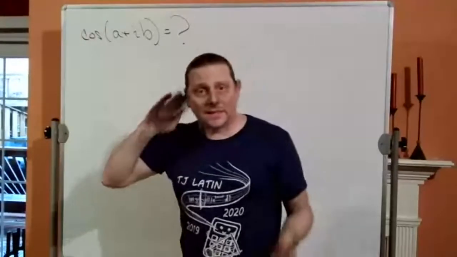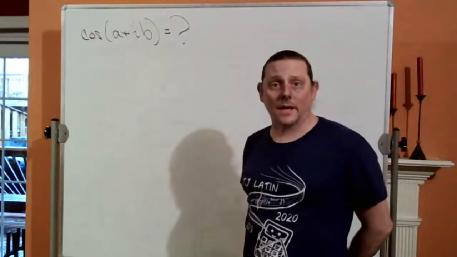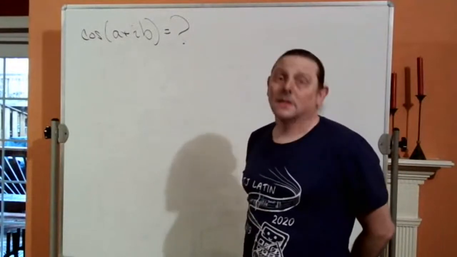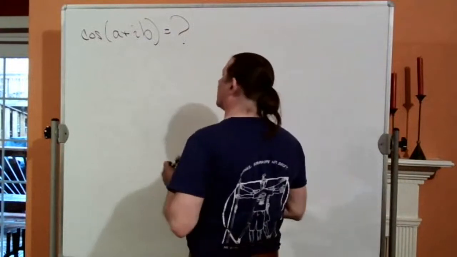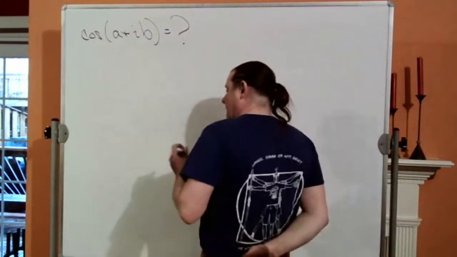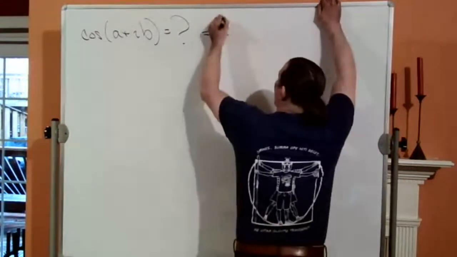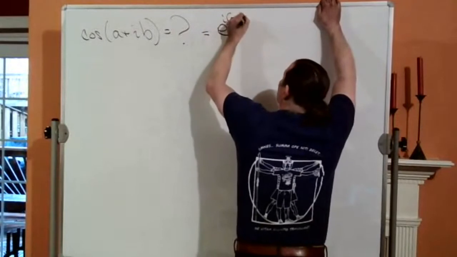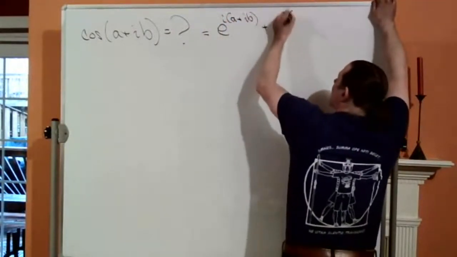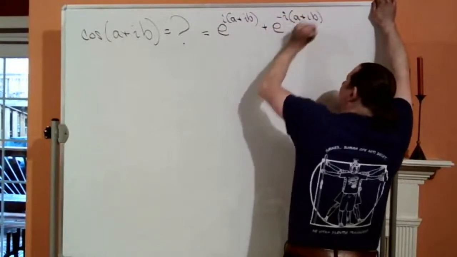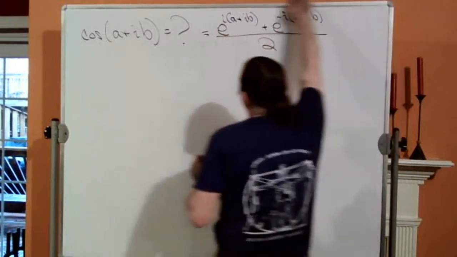So now we've found that we can extend the cosine function throughout the entire complex plane. So the next natural question involves, well, what the heck is cosine of a plus ib? Well, let's see here. This is going to be e to the i(a plus ib) plus e to the minus i(a plus ib), divided by 2. All right?